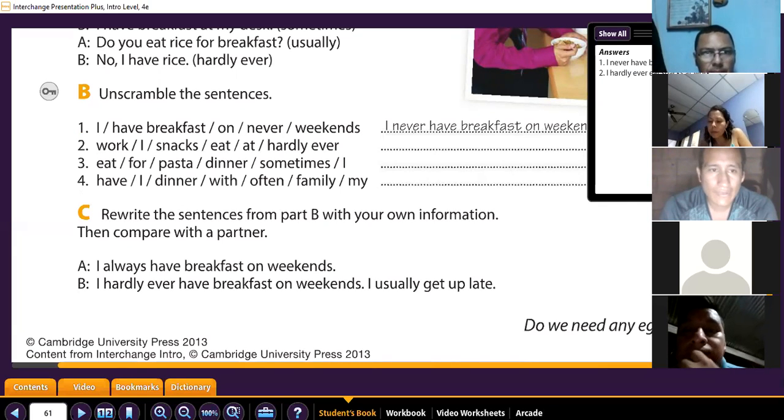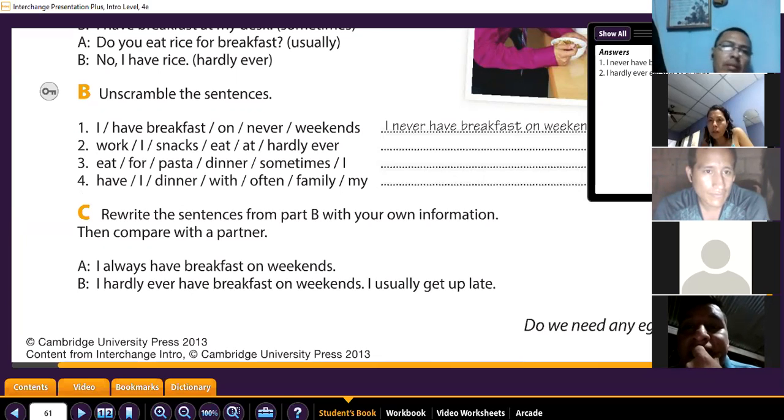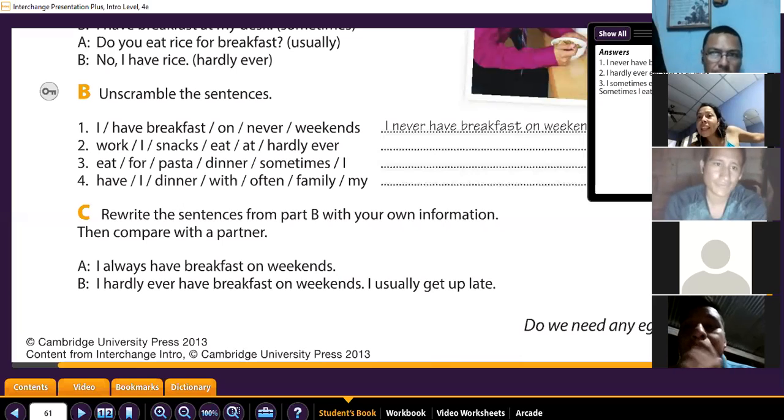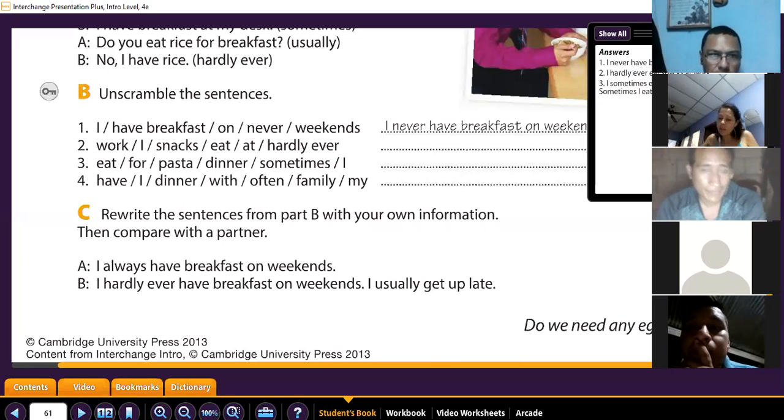Number 3, Rebecca. Let us check. I sometimes eat pasta for dinner. That was good. Good, Rebecca. Excellent. Ahí teníamos dos opciones, ¿verdad? Teníamos I sometimes eat pasta for dinner, así como lo hizo Rebecca, o sometimes I eat pasta for dinner. De cualquiera de las dos formas estaba bien.